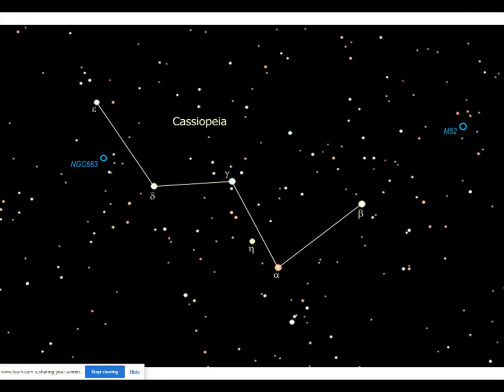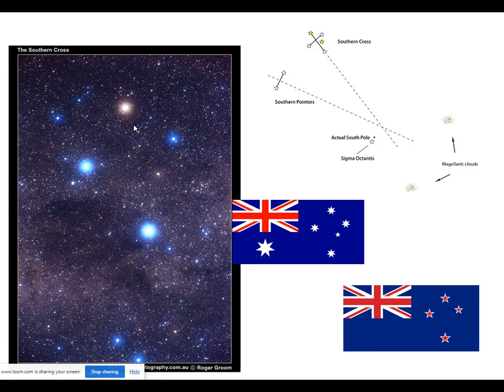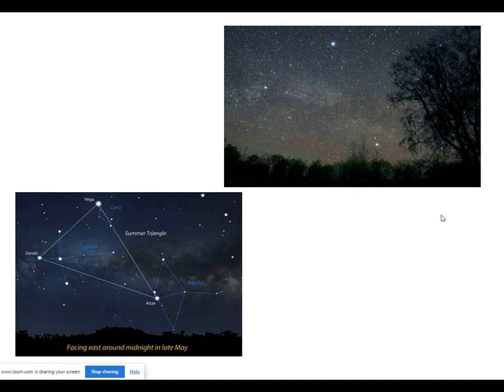Cassiopeia, which is a W or an M, being able to recognize it. Sometimes you're asked to sketch it. Then we have the Southern Cross. And then you've got the Summer Triangle, which is 3 very bright stars from 3 different constellations or asterisms. So you've got Deneb from Cygnus, you've got Vega from Lyra, and you've got Altair from Aquila. You can see what they would look like there, very bright.